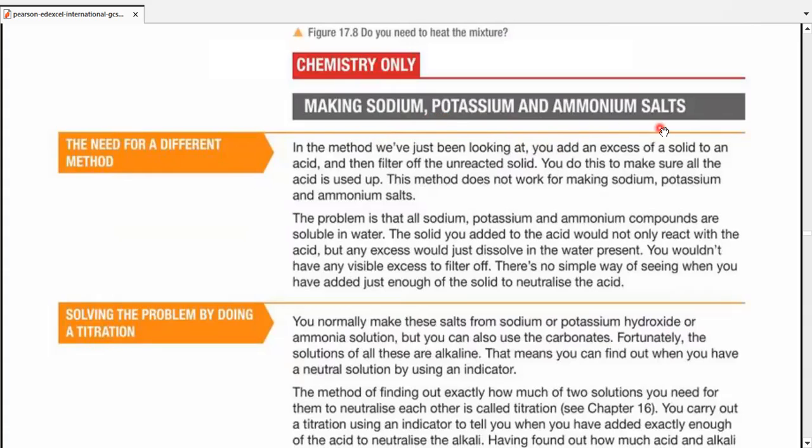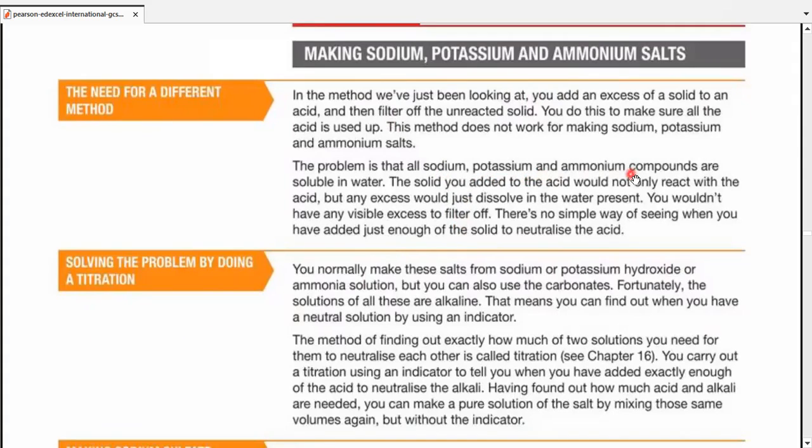Now, for sodium, potassium, and ammonium salts, there's a need for a different method. In the method we've just been looking at, you add an excess of solid to an acid and then filter off the unreacted solid. You do this to make sure all the acid is used up. This method does not work for making sodium, potassium, and ammonium salts. The problem is that all sodium, potassium, and ammonium compounds are soluble in water. The solid you add to the acid would not only react with the acid, but any excess would just dissolve in the water present. You wouldn't have any visible excess to filter off. There's no simple way of seeing when you have just added enough of the solid to neutralize the acid.